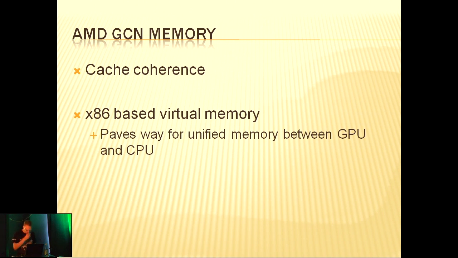Also, the GCN has an x86-based virtual memory system, which paves the way for unified memory between GPUs and CPUs. But currently, it's also a very good way to simplify the copying of memory from CPU memory to GPU memory, even if the memory is not shared per se.